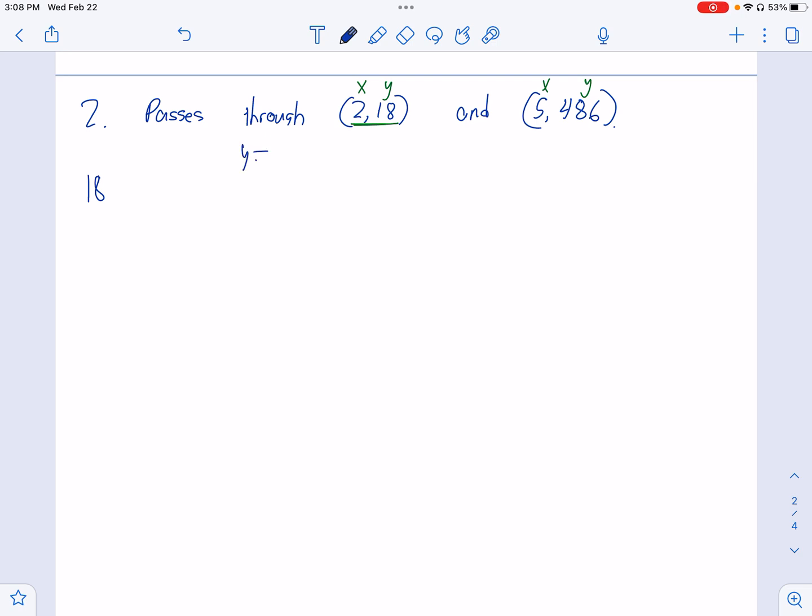And so it's still y equals a times b to the x, and I still don't have an asymptote given, so I can just set k equals 0. So when x is 2, y is 18. And when x is 5, y is 486. 486 equals a times b to the power of 5.